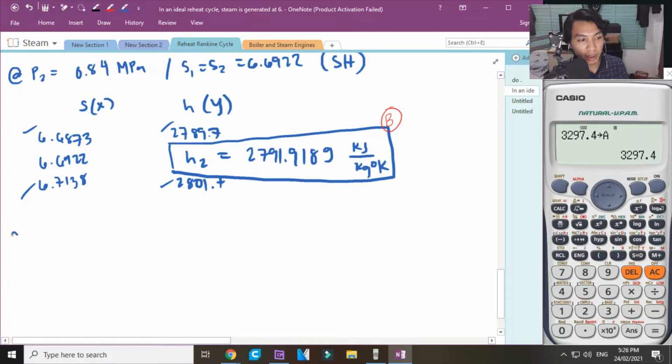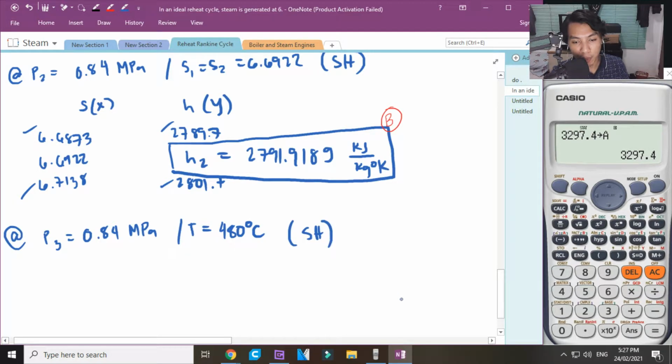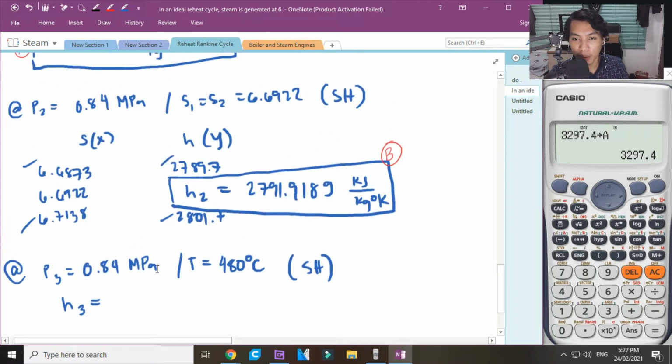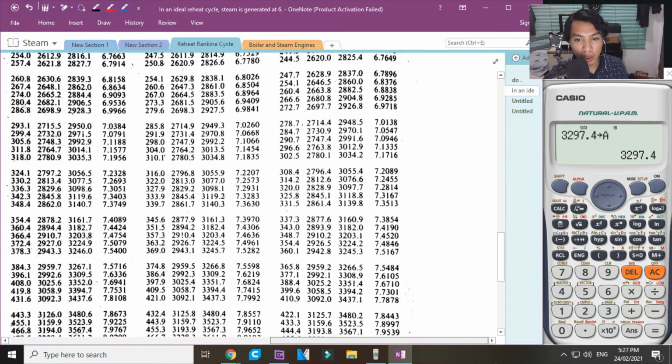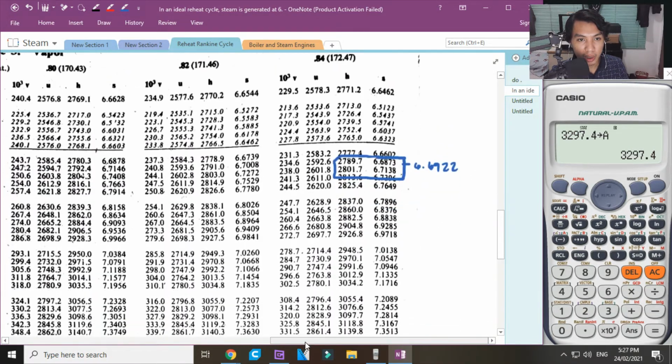At P3, which is 0.84 MPa, temperature is equal to 480 degree Celsius. Ngayon, this is also superheated. Hanapin mo na dun sa table na meron tayo. So, ano yung H dito? H3. Hanapin natin ulit. Nasaan yung 480 dyan?